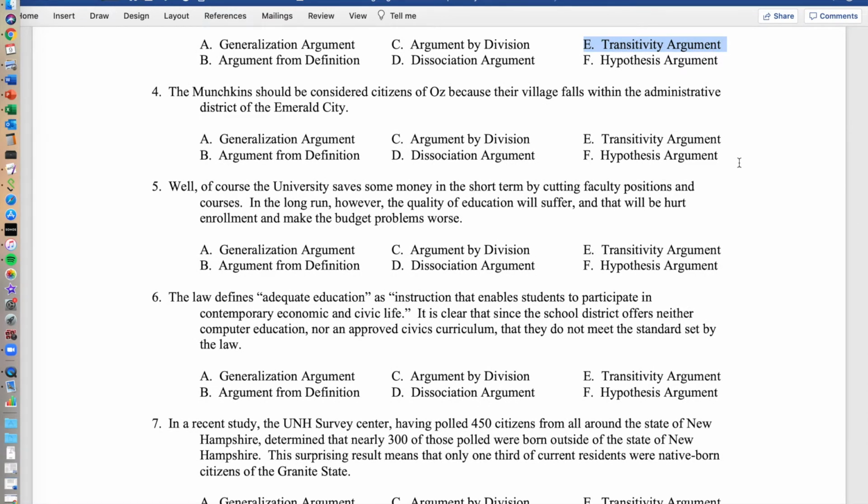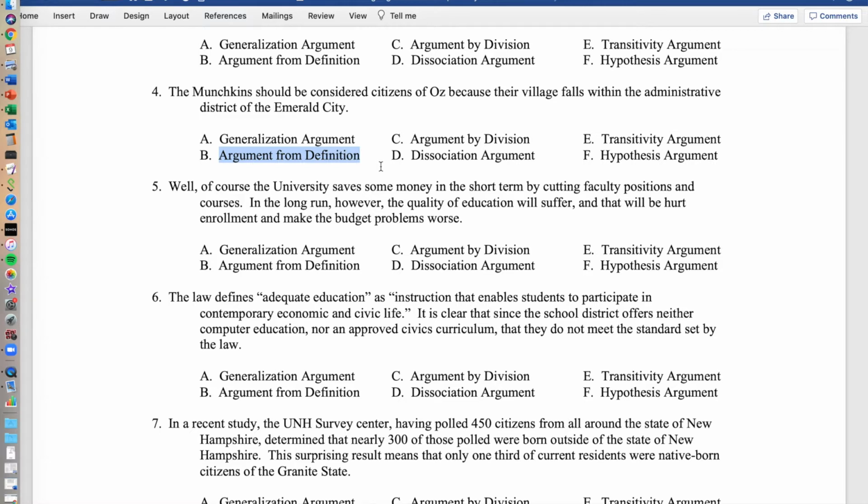Number 4, the Munchkins should be considered citizens of Oz because their village falls within the administrative district of the Emerald City. So in this case, I think you could read this in a couple of different ways, but I take this to be an argument from definition. That is, how do we define, in effect, a citizen of Oz?